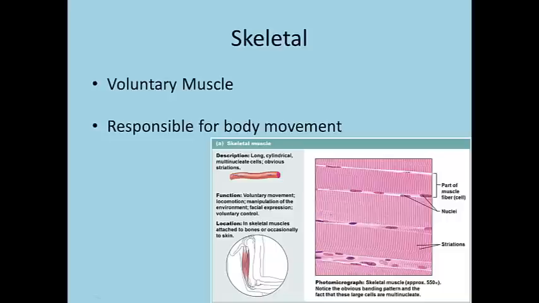Now, the first subtype of muscle tissue is skeletal muscle tissue. And as the name implies, it's going to attach to the bones in the body, and it's going to be responsible for our body movements. Now, this is going to be voluntary muscle, so we consciously control its contraction.